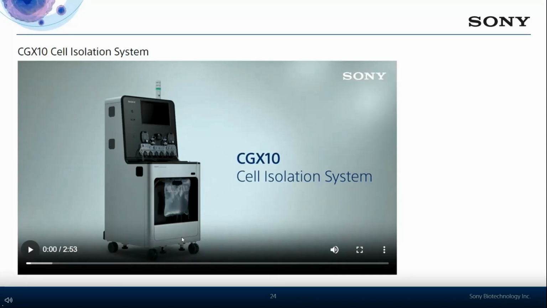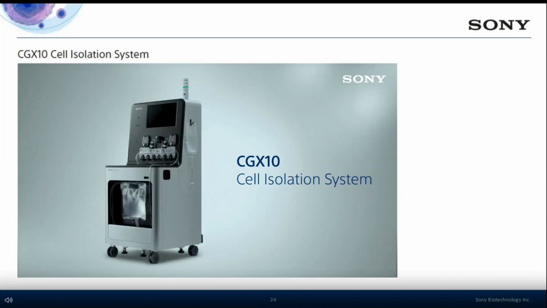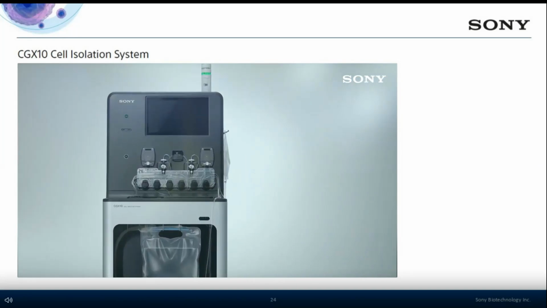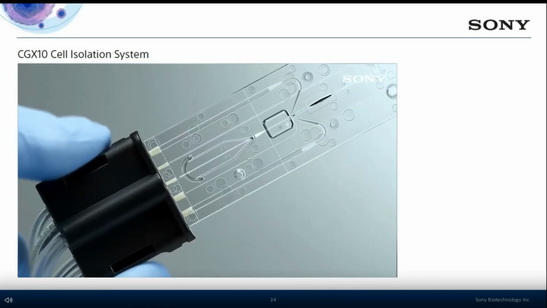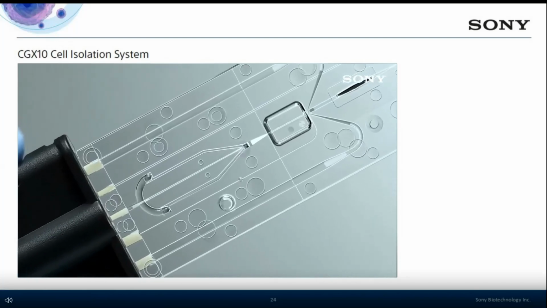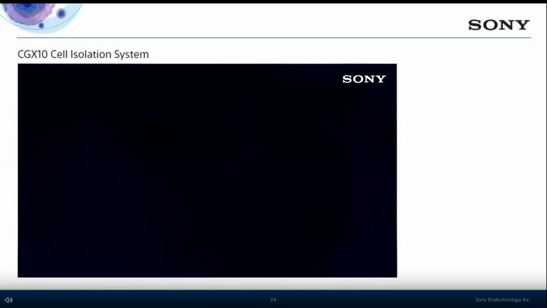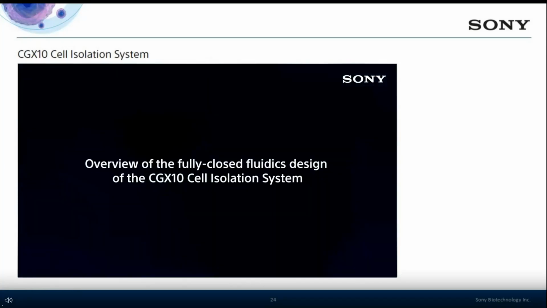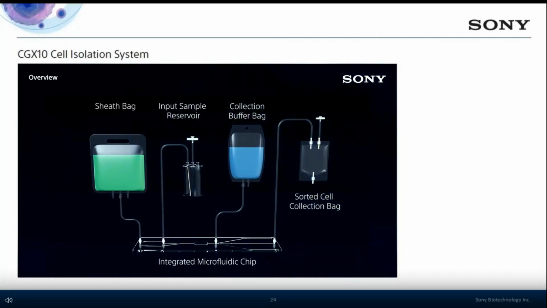CGX10 Cell Isolation System. The CGX10 Cell Isolation System from Sony is designed to deliver multiparametric cell sorting in a fully closed format. A key component of the instrument is an innovative microfluidic chip that is integrated into the system consumable kit. In this video, we will introduce you to the process of fully closed cell sorting taking place inside the microfluidic chip. Here is the overview of the fully closed fluidics design of the CGX10 Cell Isolation System.